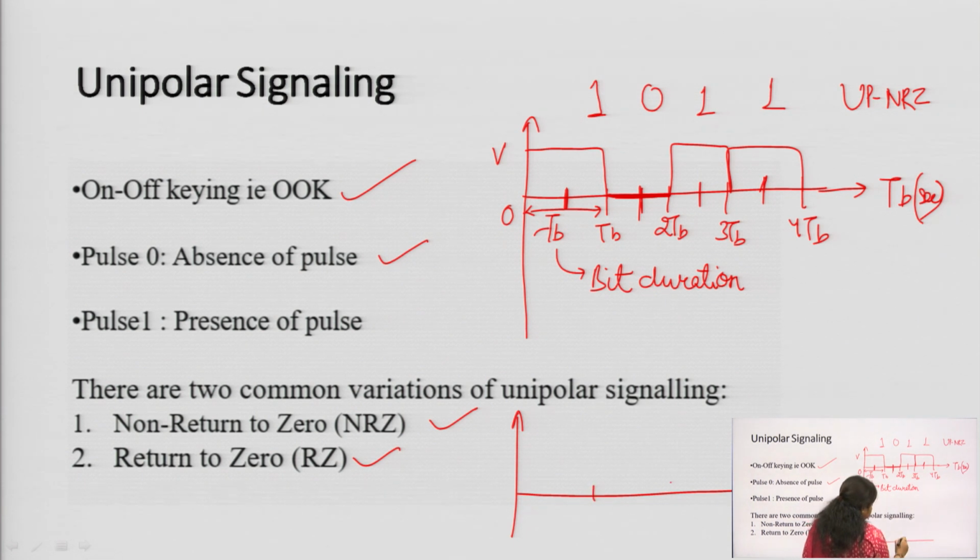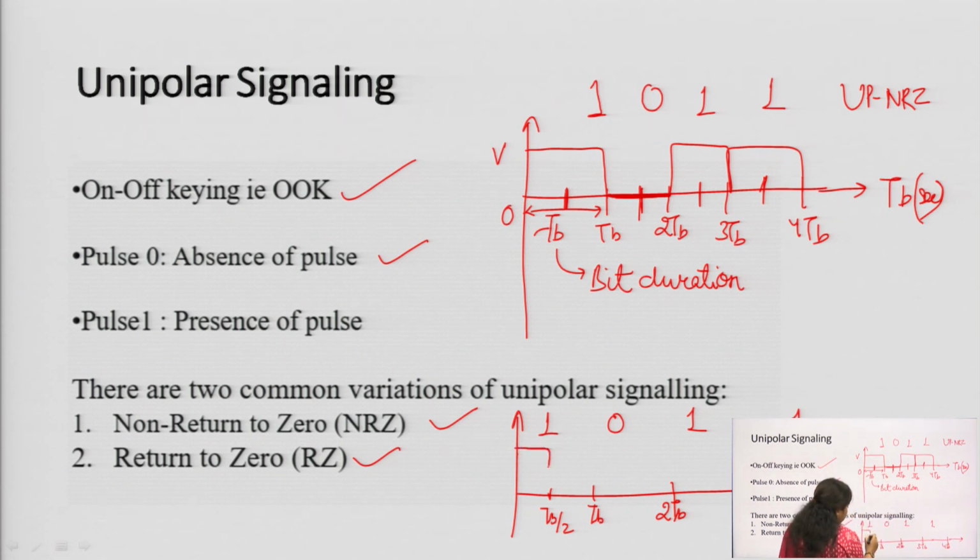And if I want to draw the unipolar return to 0 for the same data, then how am I going to draw it? This is for 1, this is for 0, this is for 1 and 1. This is TB by 2, this is TB, this is 2 TB, this is 3 TB and this will be 4 TB. Then for unipolar RZ, it is going to return to 0, then for 0 there will be no pulse, for this one it is going to return to 0 and this is going to return to 0.